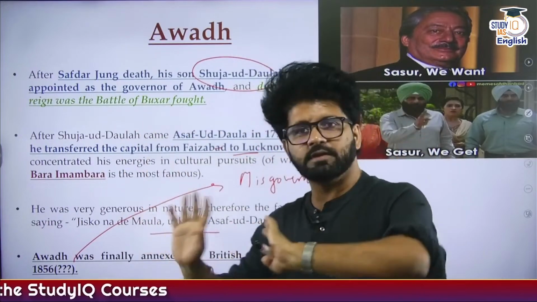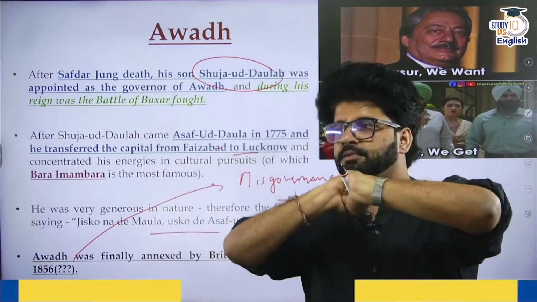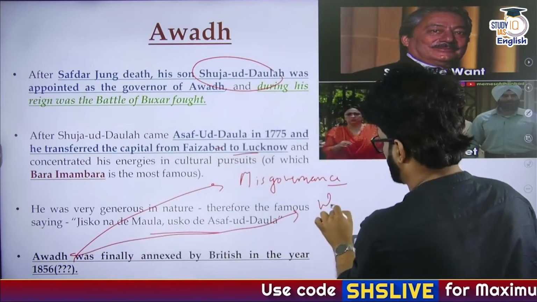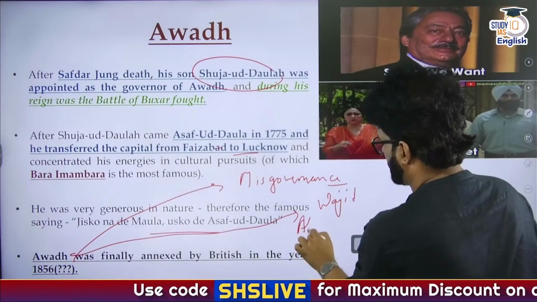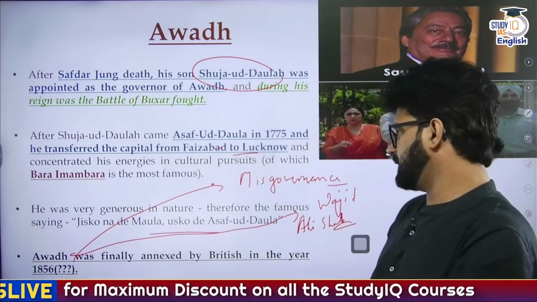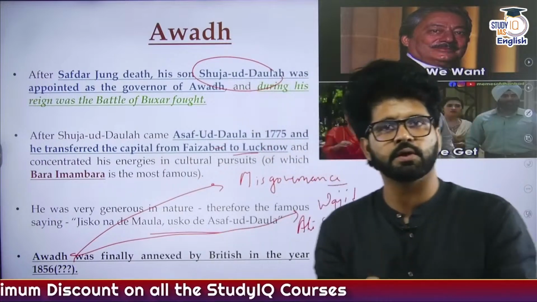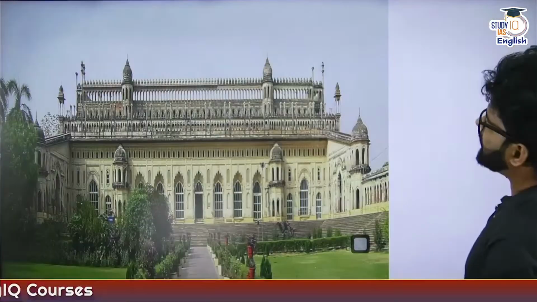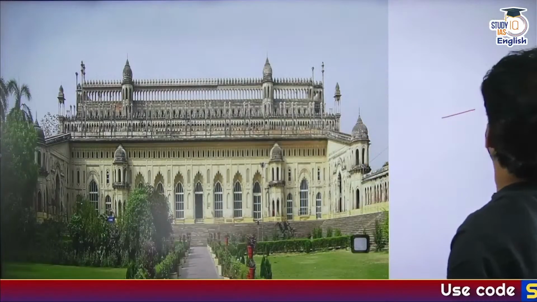But Awadh kings have produced a lot of kids. Wajid Ali Shah was his name, the Awadh ruler. So the doctrine of lapse was not applicable in Awadh. Then the only major reason that remained was misgovernance, and they used that particular reason. Fine, sir. Bada Imambara.